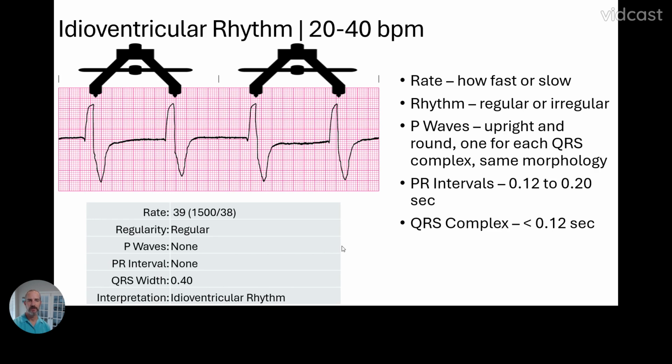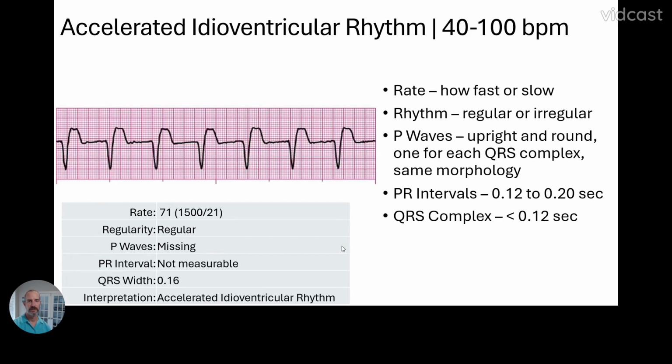And so first we measure the regularity. Is it regular? Yes, it is. Those are all spaced evenly apart and about 38 small boxes in between those. So that gives us a speed of 39, putting us in that idioventricular rhythm range of 20 to 40. There's no P waves there, so you can't measure a PR interval, and our QRS width is quite wide. It looks like it's about 2 large boxes wide. All right, so we call this an idioventricular rhythm.